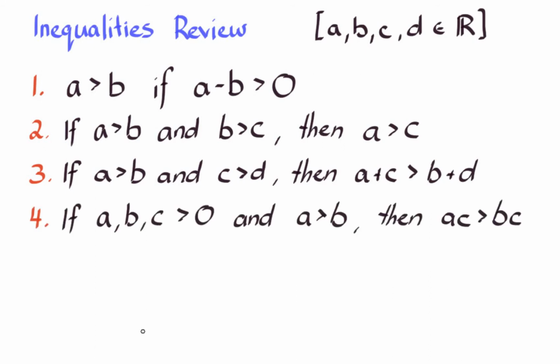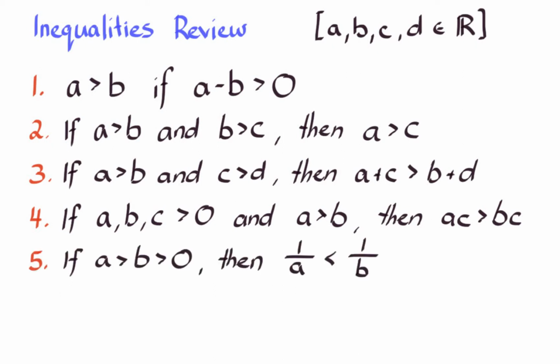Number 4. If we're dealing with positive values, so A, B and C are all greater than 0, and we have A is greater than B, then multiplying both sides of that inequality by some positive value C preserves the inequality. So AC will be greater than BC. And number 5, if we have A greater than B, and they're both positive, because they're both greater than 0, then when we take the reciprocal of both sides, so 1 on A and 1 on B, our inequality sign actually flips. So 1 on A becomes less than 1 on B.